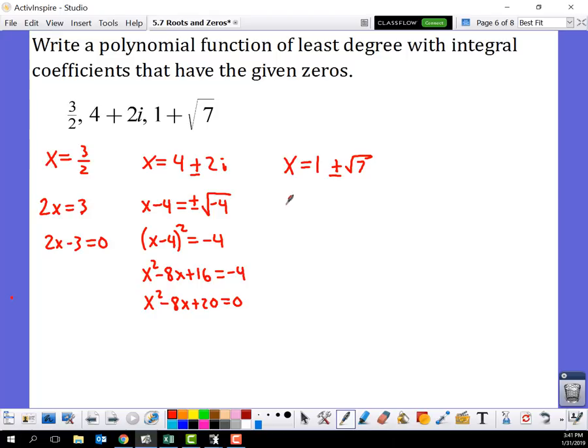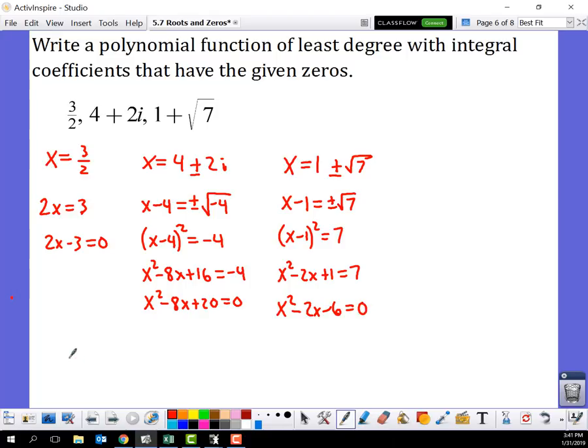Third factor, same concept. Subtract 1 on both sides. Square both sides. x minus 1 squared equals 7. FOIL the left: x squared minus 2x plus 1. Subtract the 7 on both sides: x squared minus 2x minus 6 equals 0.